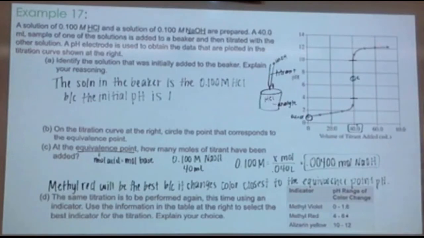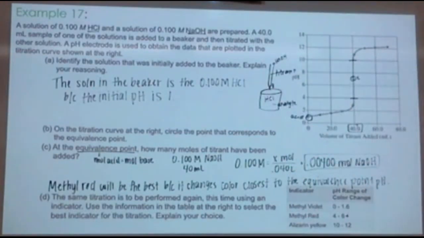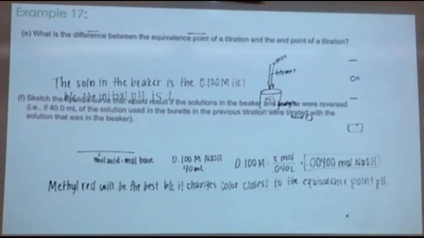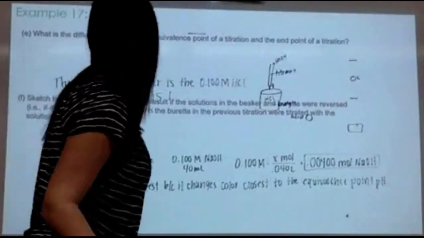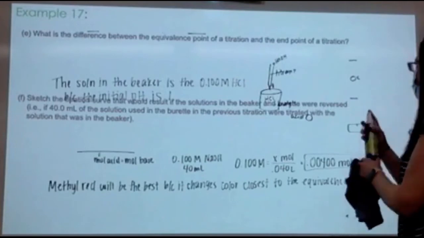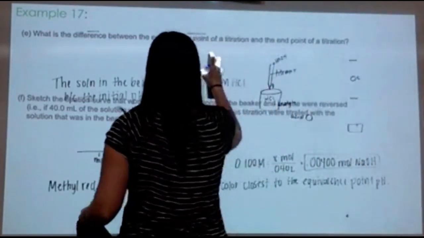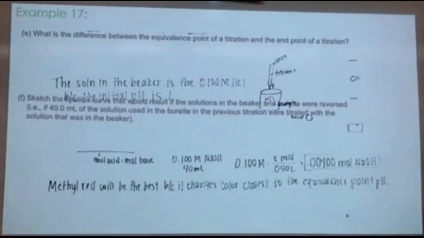The most ideal indicator would be the one where it changes its pH range, has the equivalence point pH in that range. But if it can't be in that range, you want to pick one that is closest to the pH of the equivalence point. So then if we look at part E, part E is more of a conceptual question, and it says, what is the difference between the equivalence point of a titration and the end point of a titration?